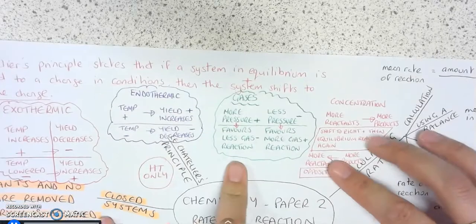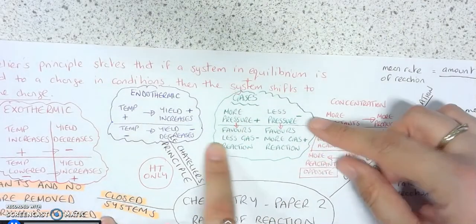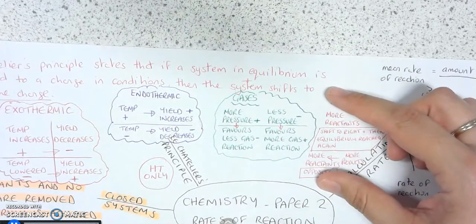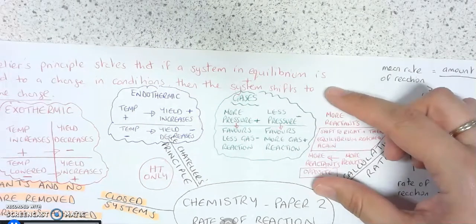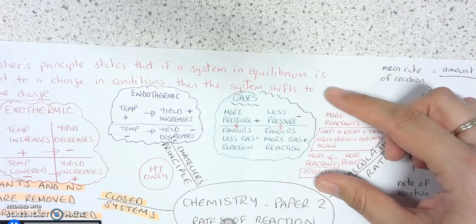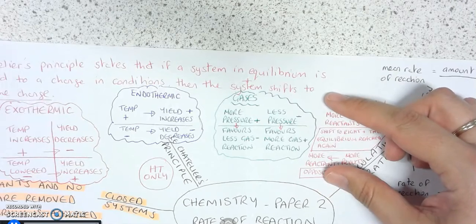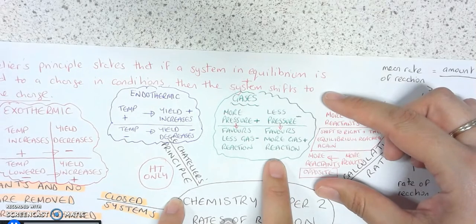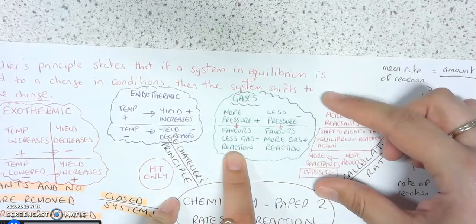Now if I look at gases, if I've got gases that are under more pressure, then they tend to favour the reaction with less gas, where there's less gas in the first place. Whereas if I've got less pressure, it tends to favour the reaction with more gas. So again, sort of the opposites again.